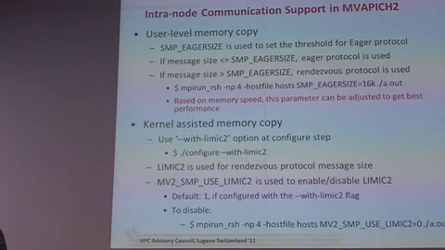Because you are also going through eager and rendezvous. And depending on your core and the memory speed, you can adjust it. Here it is 16K, and based on the memory speed, this parameter can be adjusted. And for the kernel-assisted memory copy, we have the LiMIC module. At configuration time, you can specify this to activate it.